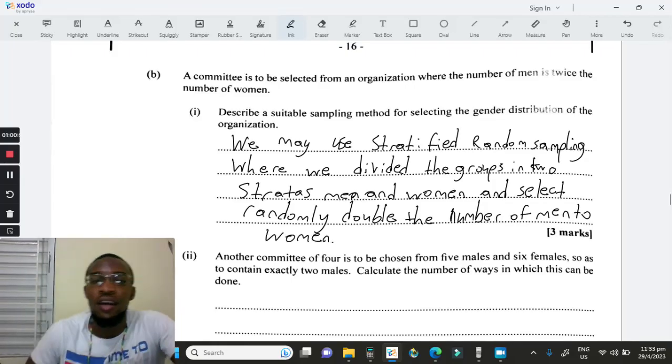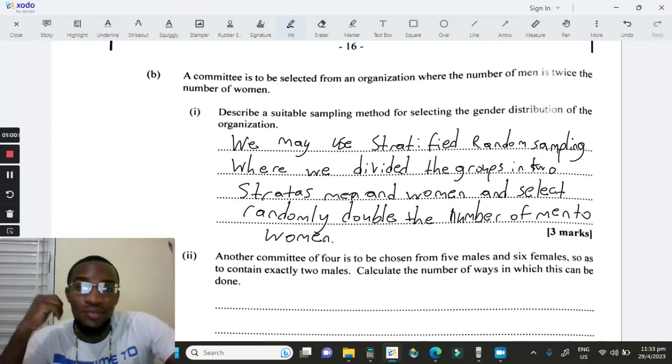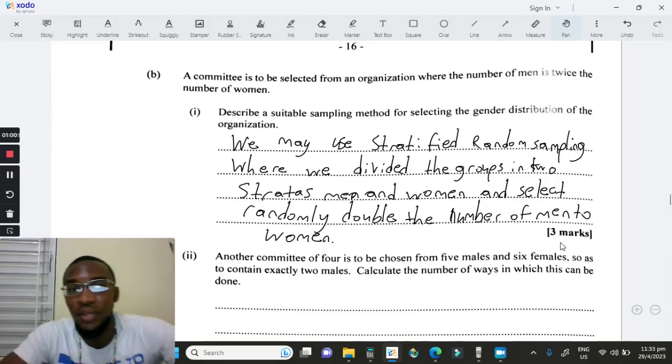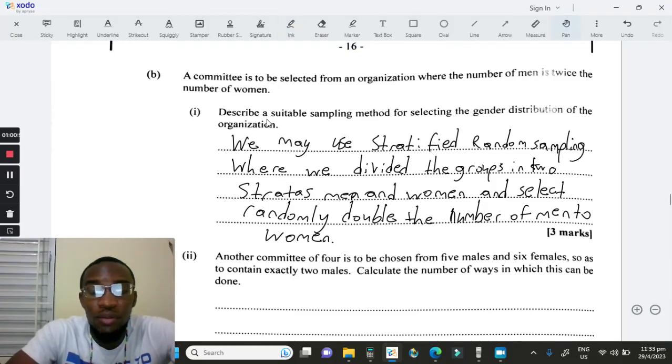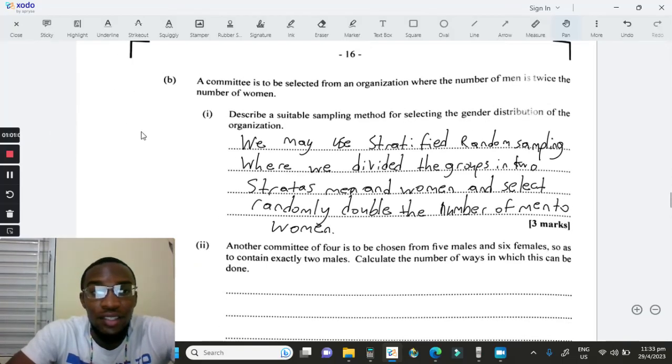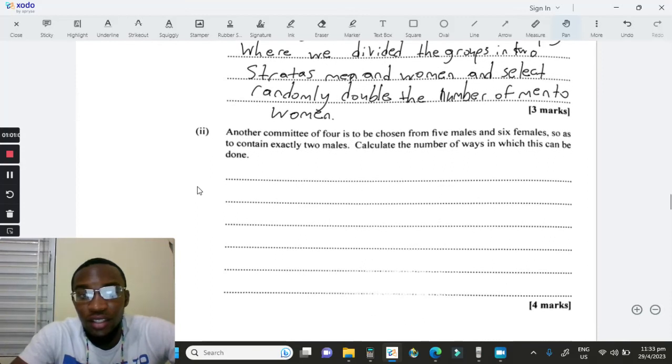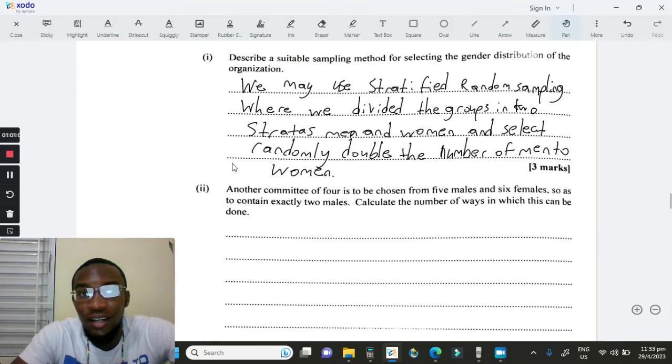That's it. All right, so we're going to use stratified random sampling. That's the best way. It says a suitable method, right? You can describe another suitable method. That's fine.